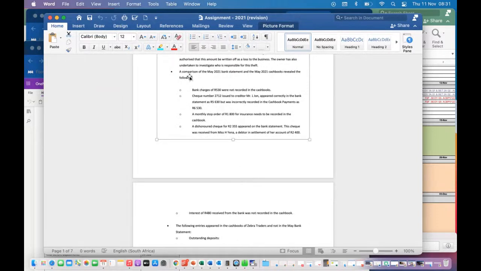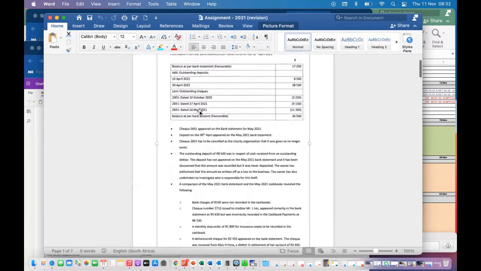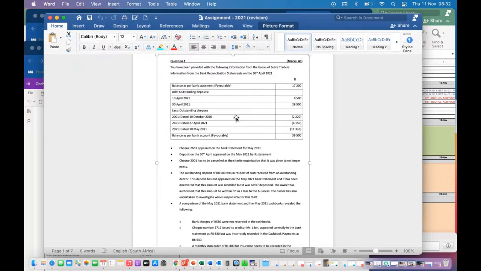The next one says a comparison of the May bank statement and the May cash books revealed the following. So now we're done with the bank reconciliation statement for April. Everywhere where we didn't write CRJ, CPJ, or bank recon, where there are amounts we didn't cancel out or write anything next to, we now need to write bank recon. Because anything that was not dealt with in the bank statement from last month's bank reconciliation statement must then be recorded in next month's bank reconciliation. Does that make sense? So we need to record that in May's bank reconciliation statement.